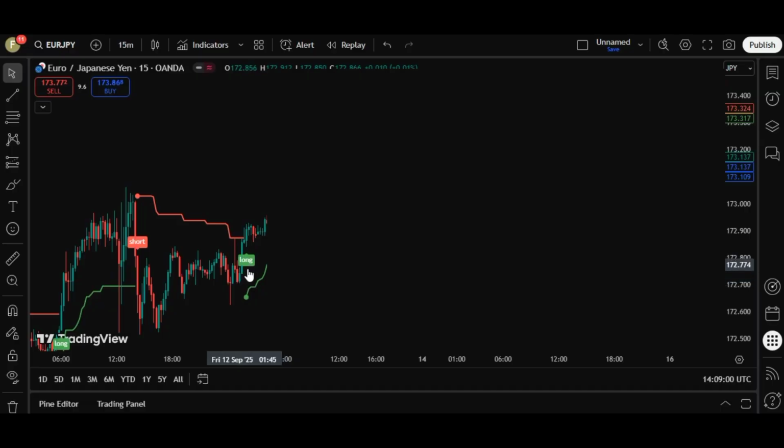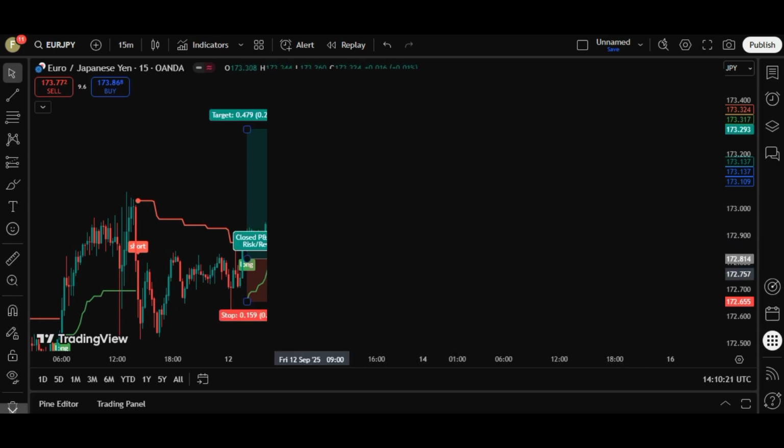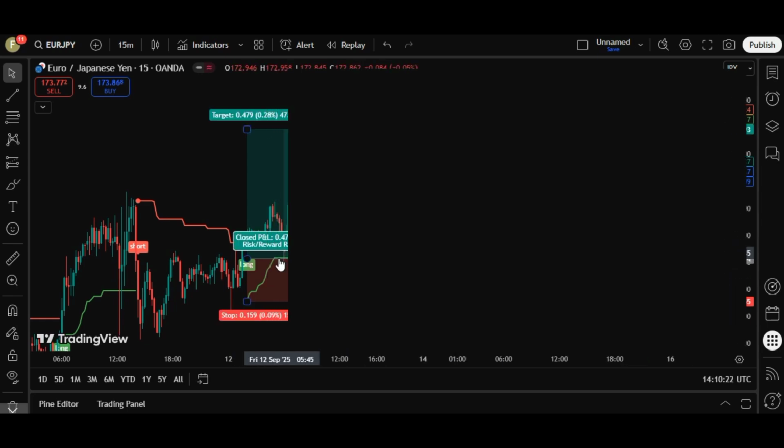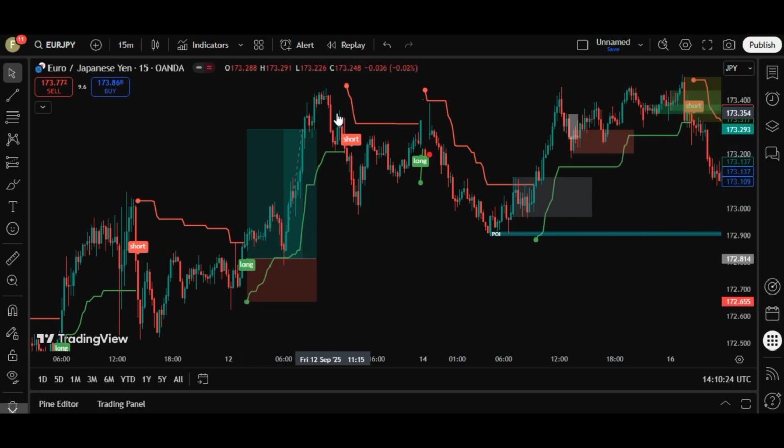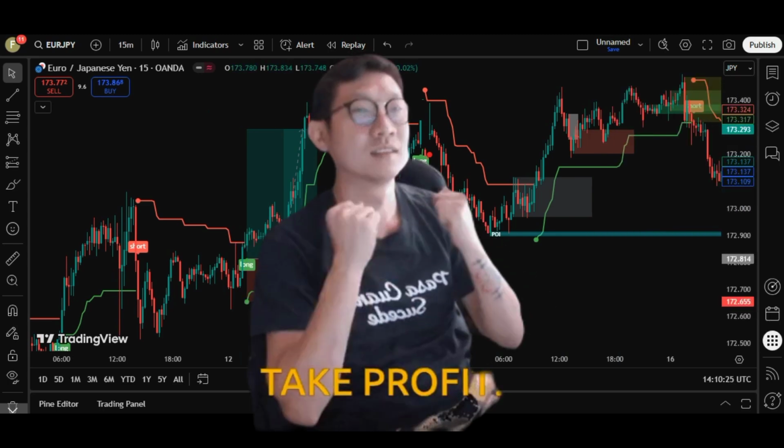Now for our second example, this time it's a long position. Again, all three indicators came together and gave us a buy signal. Right at that moment, we also had a strong bullish candle, giving us extra confidence to enter the trade. With the same risk to reward setup of 1 to 3, this buy signal worked out nicely and delivered a solid profit.